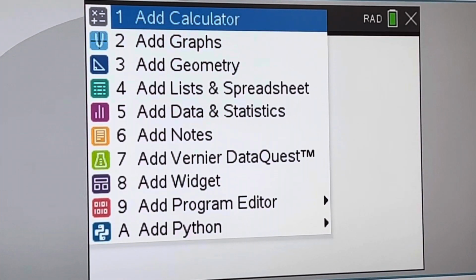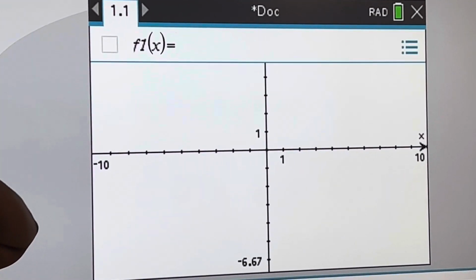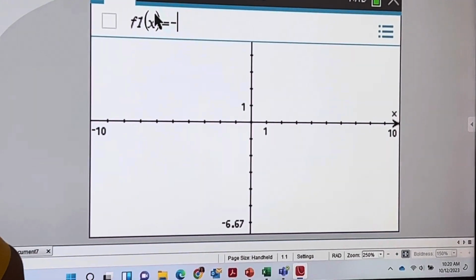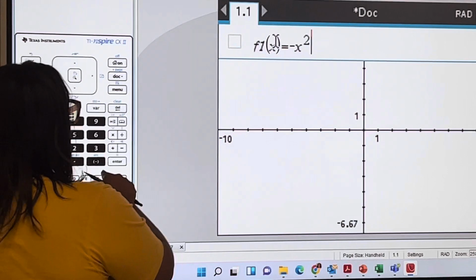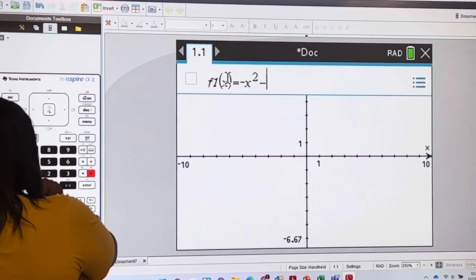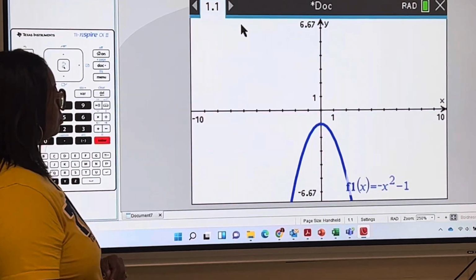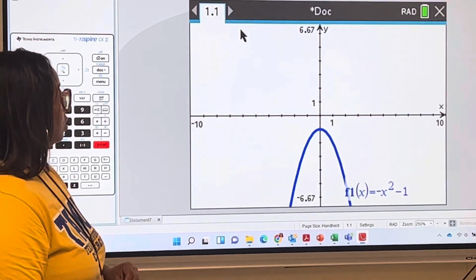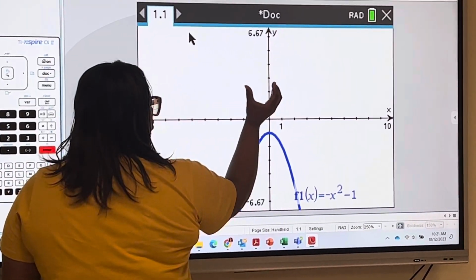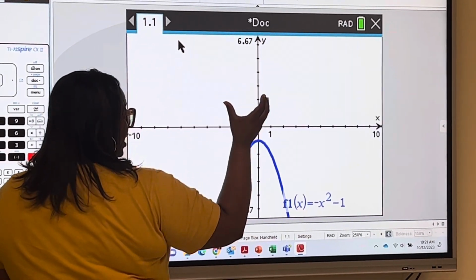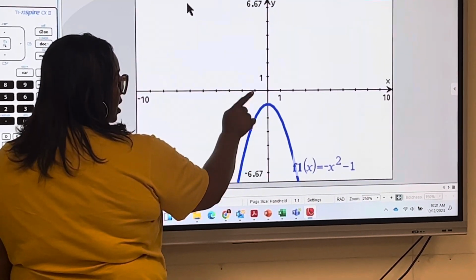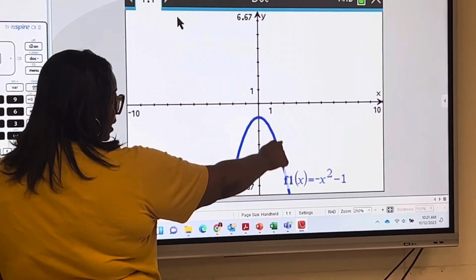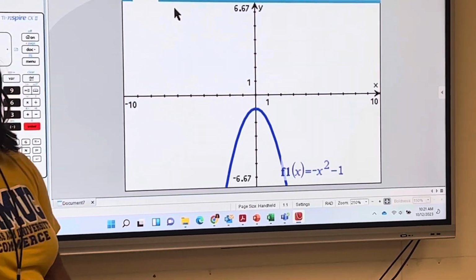Okay? So from there, I'm going to go and click on Add Graphs. And I'm going to type in that function. So that function was negative x squared minus 1. And I'm going to hit enter. Now this blue graph should match our green graph that we drew. So it looks like we started out with a blue graph that was opened upward. We then, in red, reflected it over the x-axis. And then finally, in green, we shifted it down 1 unit. So yes, our green graph did match up with this blue graph that they have on the picture.